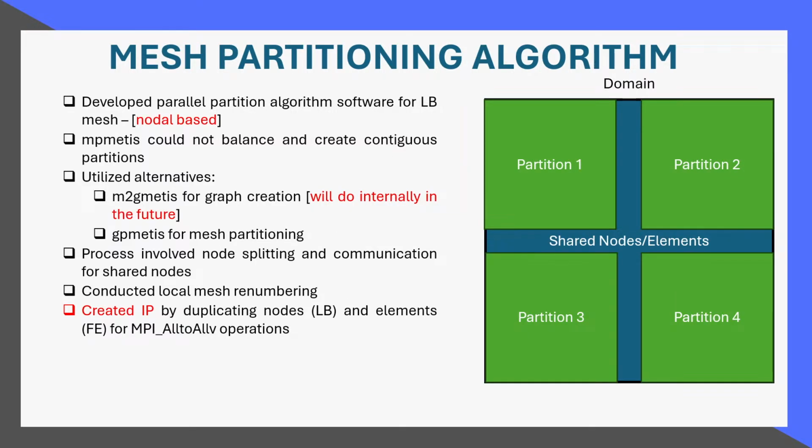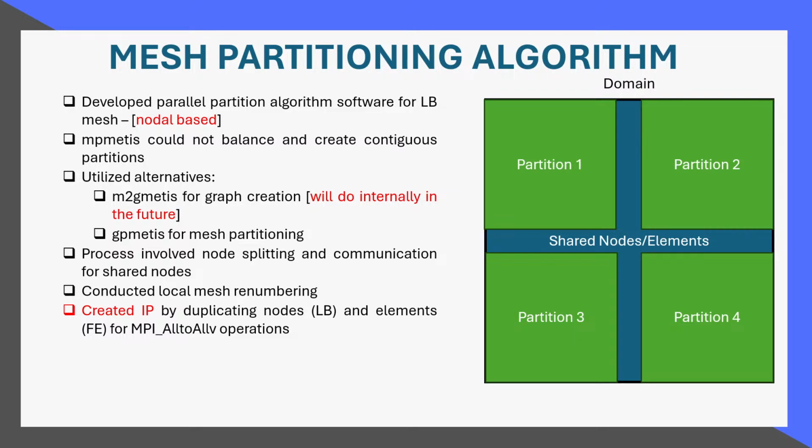In order to scale our model, we needed to conduct mesh partitioning, and this is created by an algorithm created in-house for the lattice Boltzmann mesh. It is nodal-based, and we used METIS, but it couldn't be balanced. So, in order to create contiguous partitions, we utilized alternatives such as M2G METIS for graph creation and GP METIS for mesh partitioning.